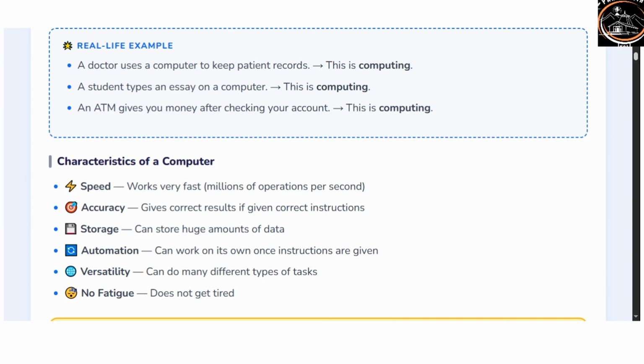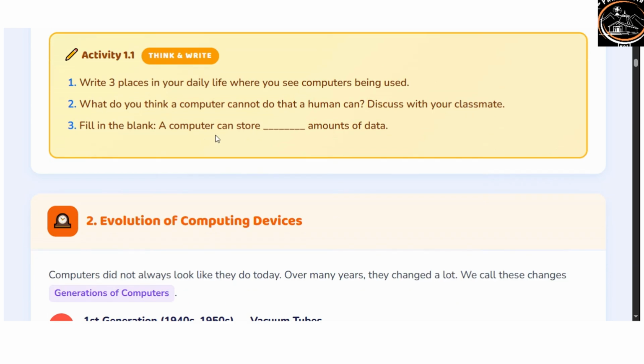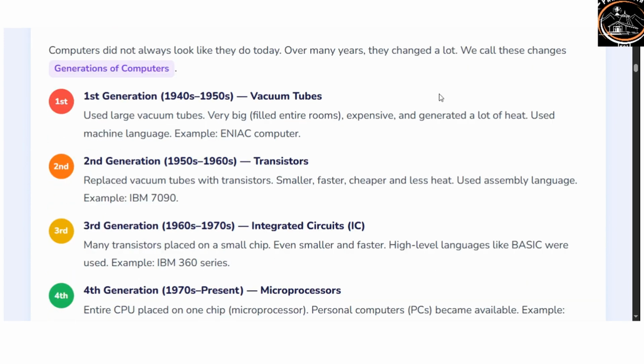Now the next important topic is evolution of computing devices. We start with the first generation of computer, 1940 to 1950. This is the first generation of computer, and the most important part, vacuum tubes. अब वैक्यूम ट्यूब्स क्या थे? बहुत बड़े होते थे, very big, filled entire rooms, expensive, generated a lot of heat. साइज में बहुत बड़े होते थे, और हीट बहुत जनरेट करते थे ये.